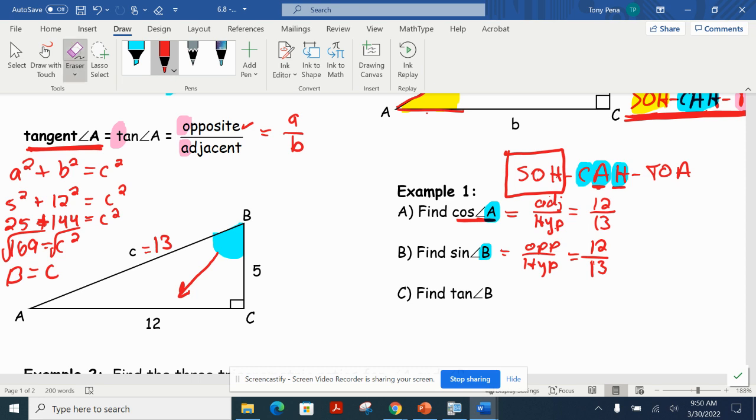Okay, real quick, try letter C. People tend to get this fairly nicely and quickly, hopefully. This is now the tangent of angle B. So you're going to be looking at angle B. Tangent is this TOA part, so understand what the O and the A would mean, and see if we can identify what the tangent of angle B would equal.